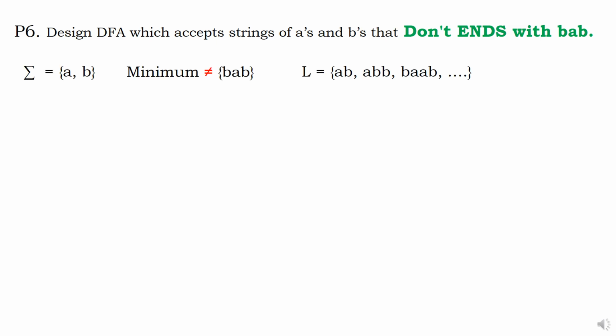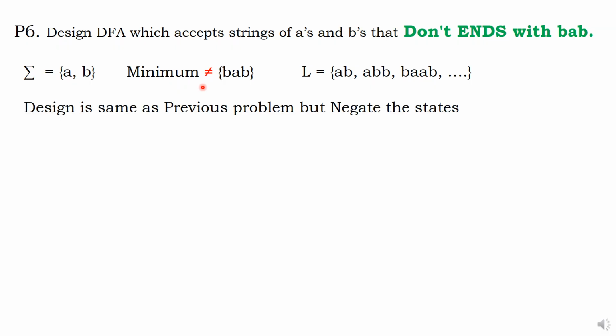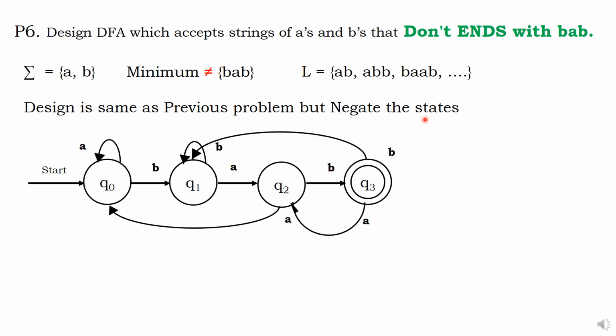Now recall the same problem. Previously it was BAB, now it does not NC with BAB. I will make the same problem, but I should negate the state. What do you mean by that? Whatever previous, I should negate. This is the previous problem. In the previous problem it is accepted, now it is rejected. These three are rejected, now they should accept, which means double circle should become single circle, and single circle should become double circle. That's all I did. So, this is does not NC with BAB.